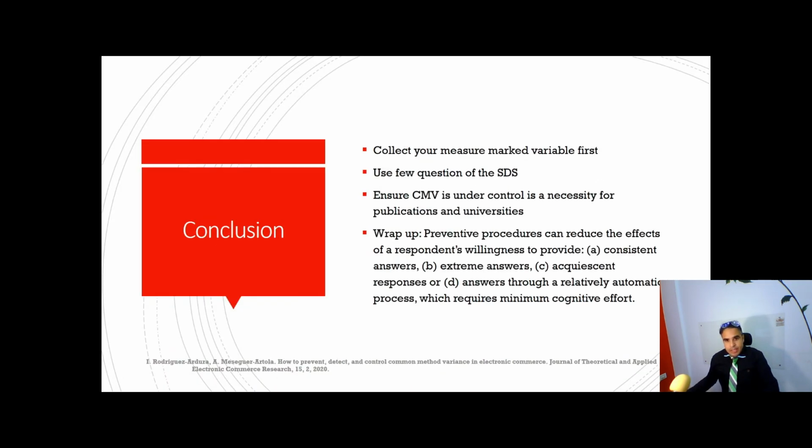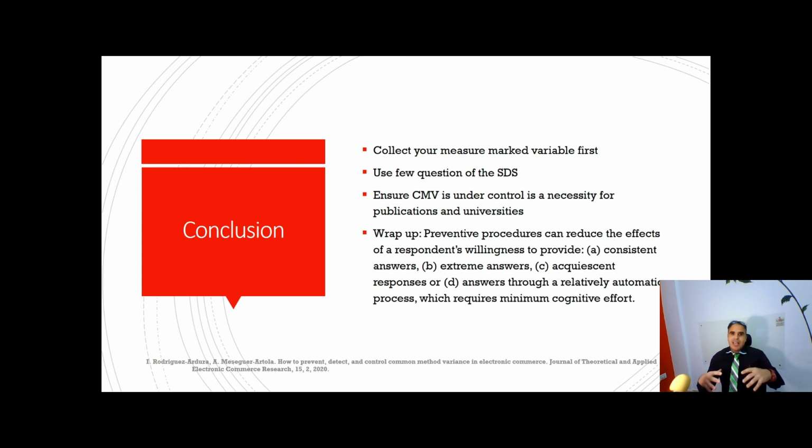So in conclusion, you have to collect your measured marker variable first. It is very important. Once you want to distribute your questionnaires, it is very advisable. This is the moral of the story: collect your measured marker variable first. Use just a few questions, so don't make it hard on yourself. Use a few STS questions. Ensure CMV is under control. It is very important for thesis study and for publications.